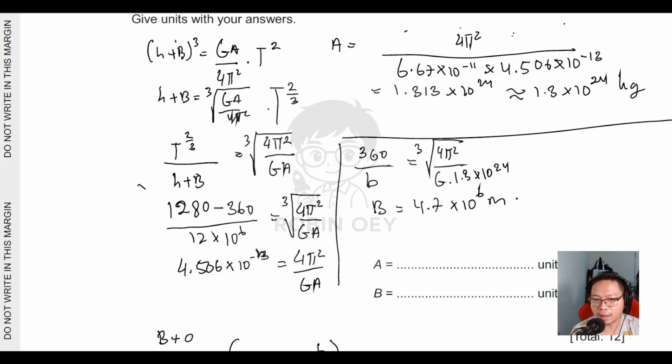So the final answer for this is 1.3 times 10 to the power of 24, with the unit kg, and 4.7 times 10 to the power of 6, with unit meter. That is it for number 1.